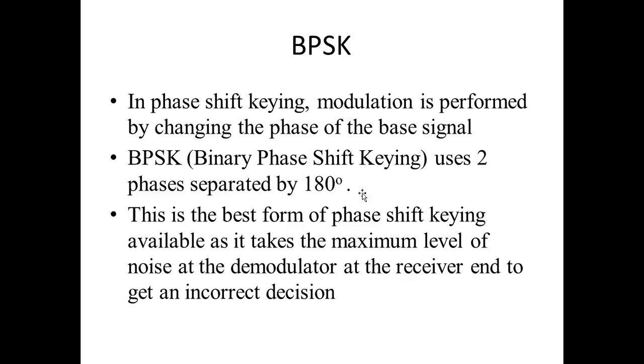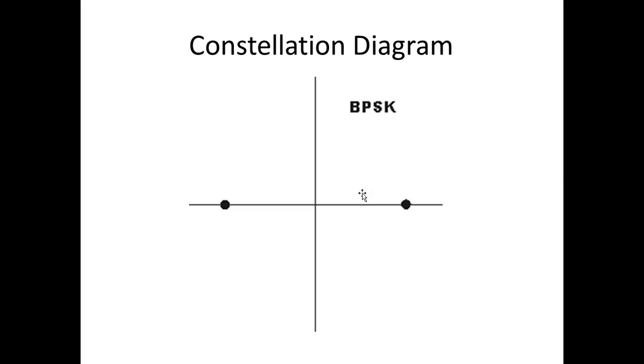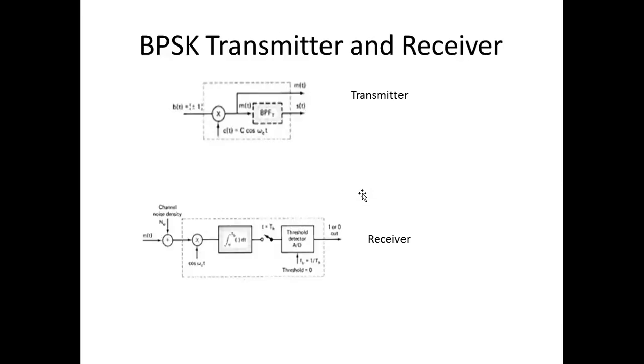Now let me show you a constellation diagram of the BPSK. As you can see, the two symbols are marked by the two black dots and they are separated by an angle of 180 degrees. So what this means is -1 represents 0 and +1 represents 1 for a transmitted sequence. Now if you see a transmitter for a BPSK system, the input signal is modulating a carrier signal, and then it is transmitted over the channel.